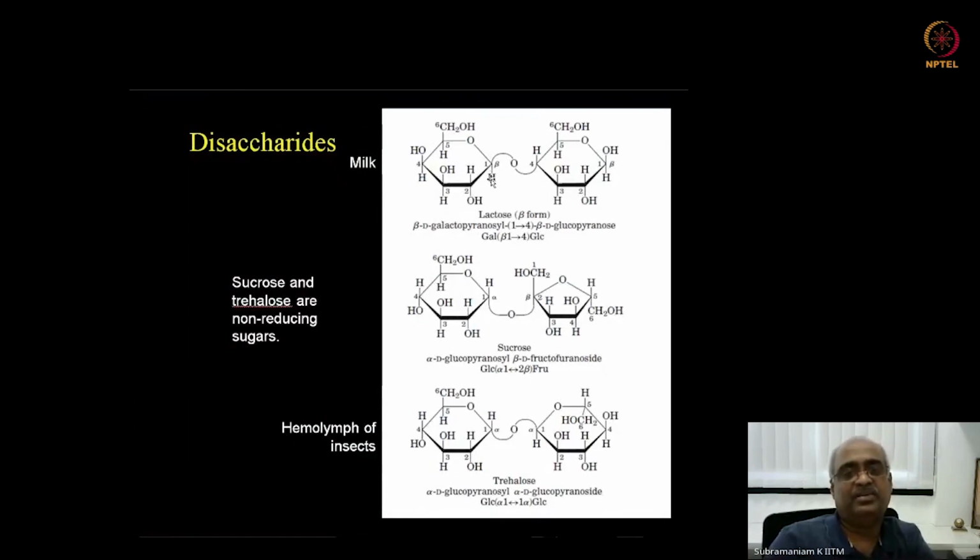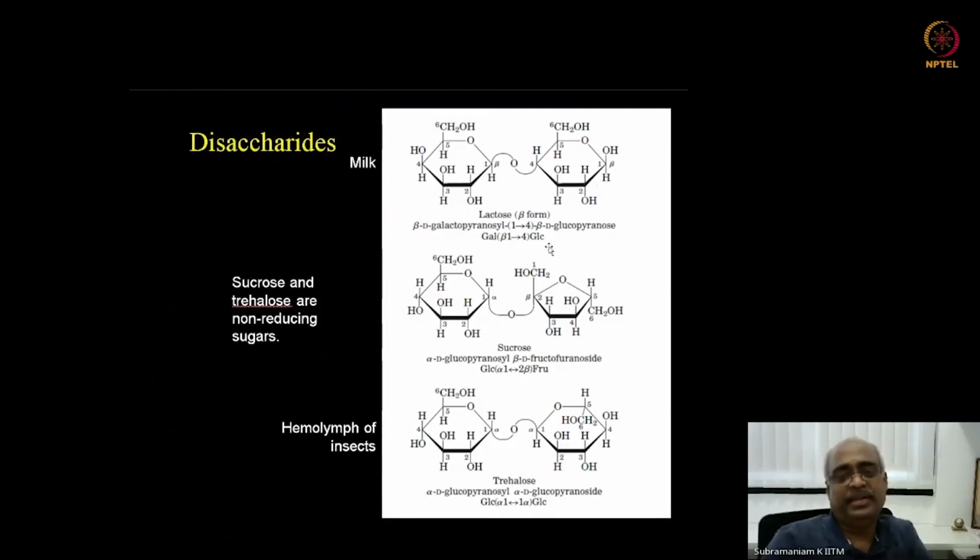So beta-D-galactopyranose is in glycosidic bond with glucopyranose. That is again beta. So that beta-1,4 linkage between galactose and glucose is lactose. This is the primary sugar present in milk, lactose. Okay. And here you have a reducing end here. So therefore, lactose is a reducing sugar.